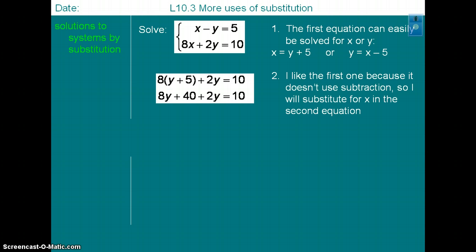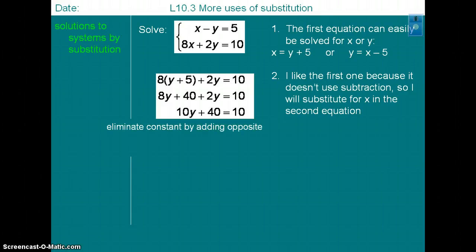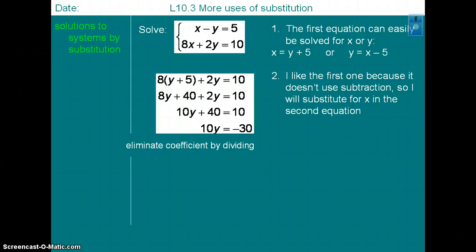We'll start with the distributive property. Distributing the 8 gives us the equation 8y plus 40 plus 2y equals 10. Combining our like terms, we see 10y plus 40 equals 10. Eliminating the constant by adding the opposite, of course, 10y equals negative 30. Eliminate the coefficient now by dividing. It turns out that y equals negative 3.